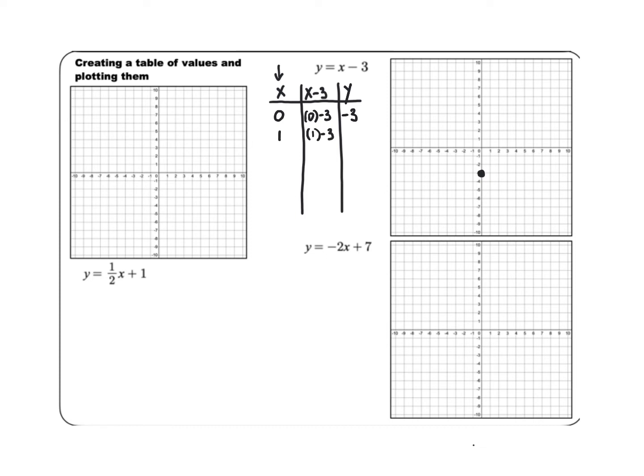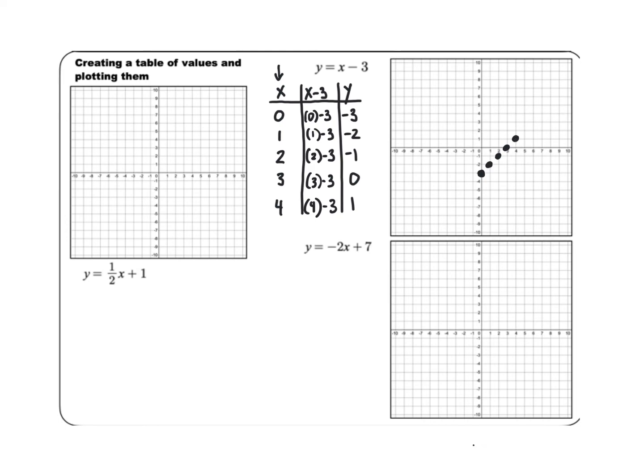So I got 1 minus 3, which is a negative 2. So when I got 1, I got a negative 2 here. Then 2 minus 3, negative 1. 3 here, 3 minus 3, 0. And you can see obviously the pattern that it's making. And that's going to give me 1.